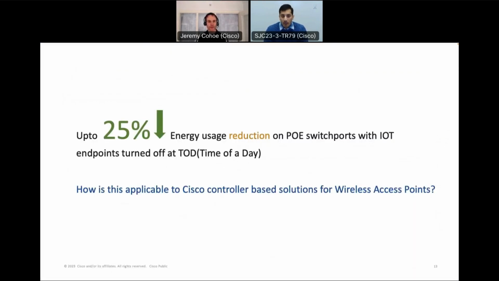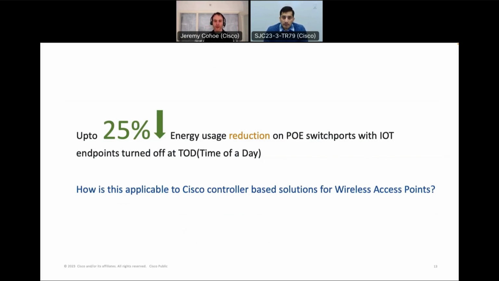So with that wired automation use case that Jeremy showed us, we are noticing that we're able to bring down about 25% of energy usage on these IoT endpoints by turning them off at a certain time of day, which is about 9 p.m. in the evening, and turning them back on automatically at 6 a.m. in the morning. Jeremy, what kind of automation can we do?